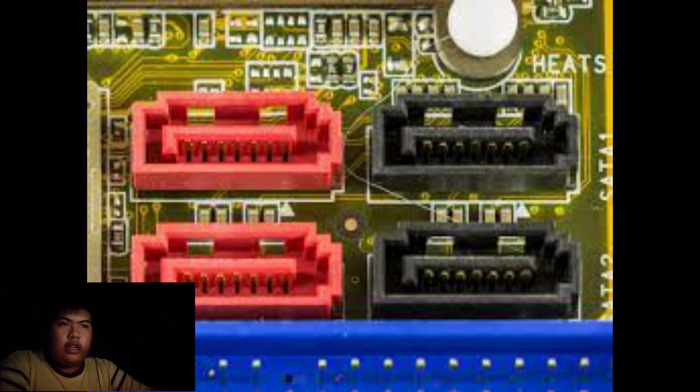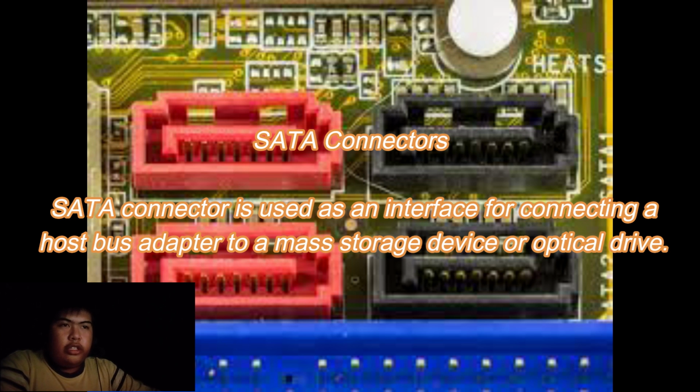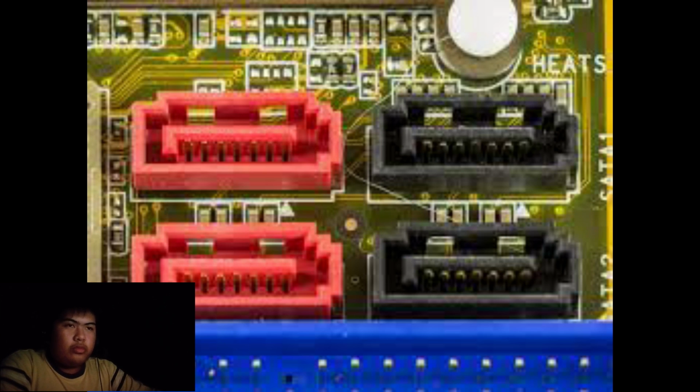Next is SATA connectors. It is used as an interface for connecting a host bus adapter to a mass storage device or optical drive. This is the SATA connectors, and this is how they look.